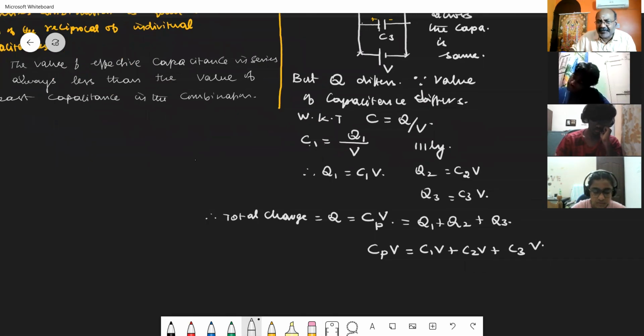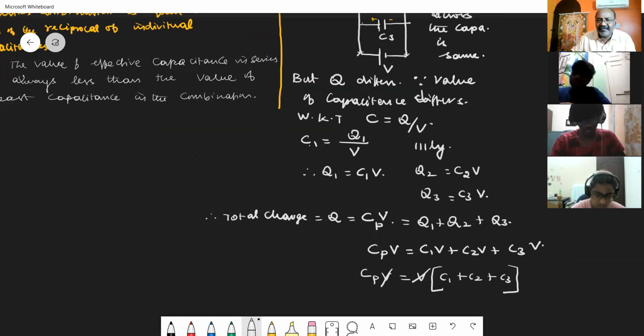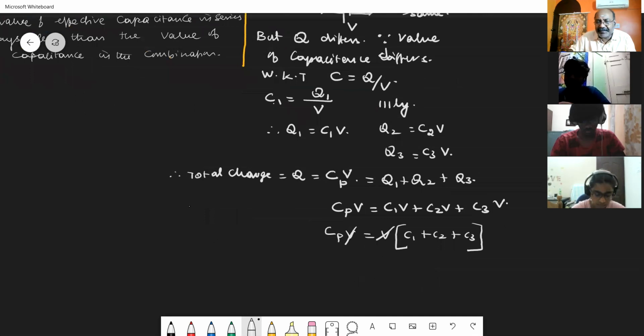So you just simplify. How can you simplify? CpV is equal to, taking V as the common factor, C1 plus C2 plus C3. So this V will get cancelled. What will happen to Cp then? We can write Cp equal to C1 plus C2 plus C3.